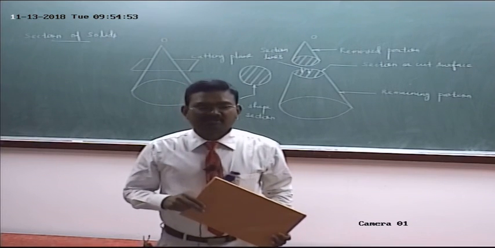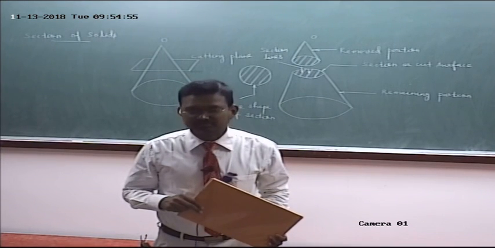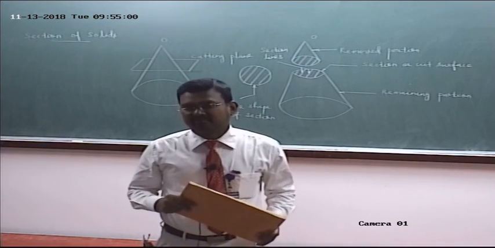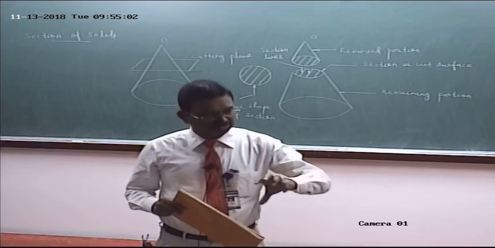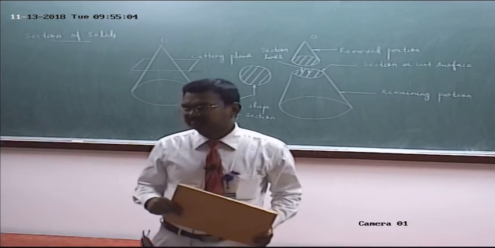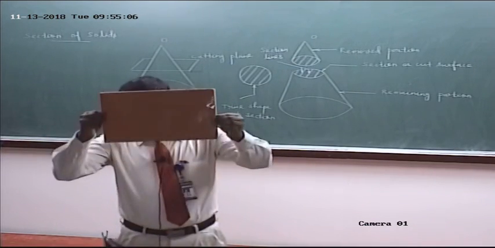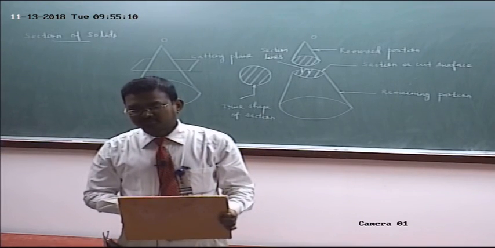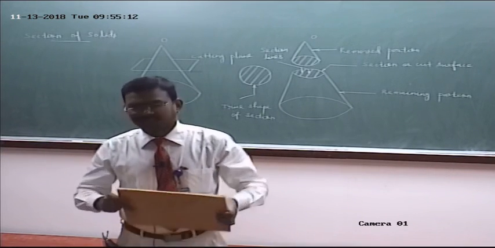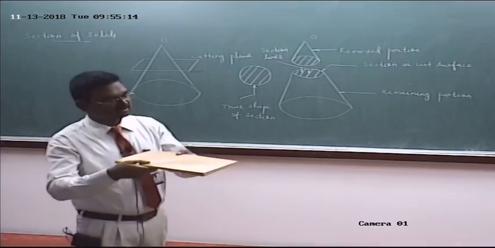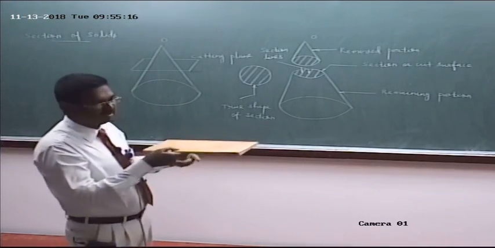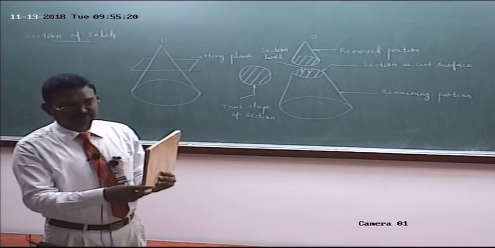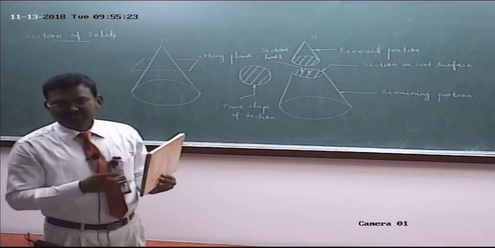So we have 5 possible positions of the cutting plane. Instead of plane surface, use the term cutting plane. The first one: the cutting plane is kept perpendicular to HP, parallel to VP. The second: the cutting plane is kept perpendicular to VP, parallel to HP. The third: the cutting plane is kept perpendicular to both HP and VP.